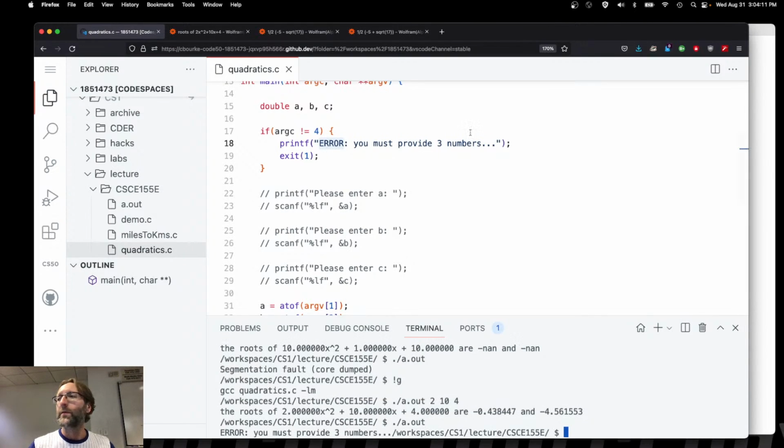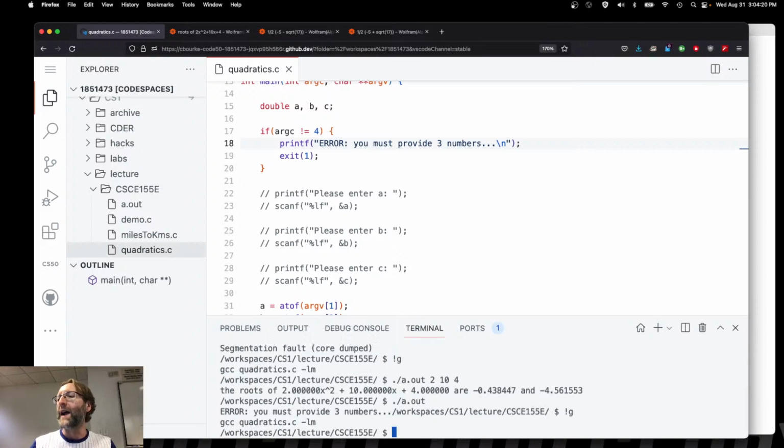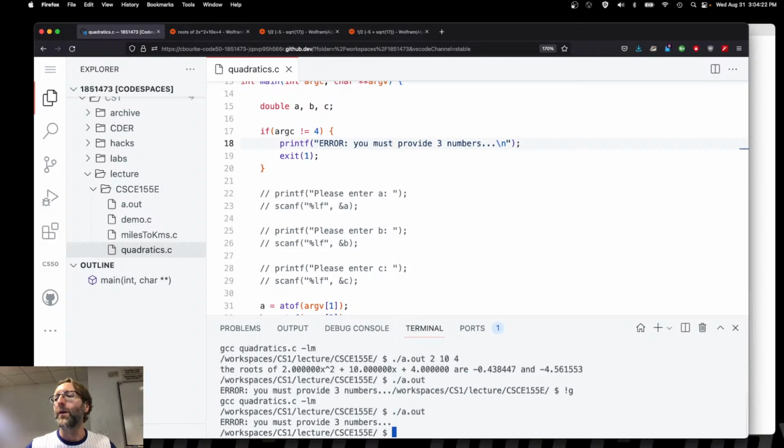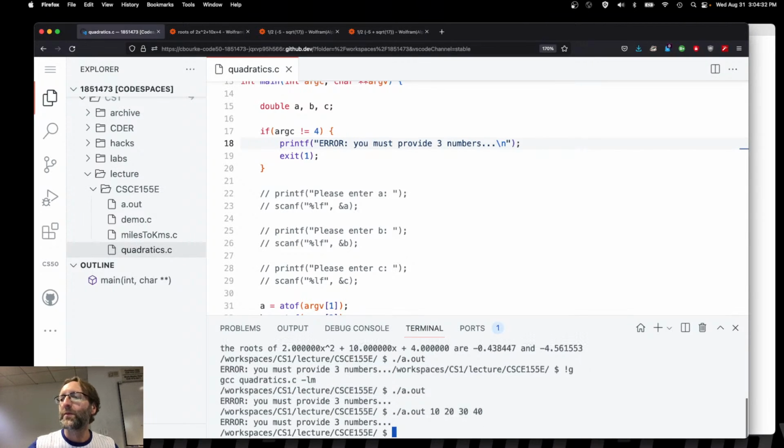And that works too, if you want to make it prettier, add a hyphen, or \n, so that it goes to the next line. It was all mashed on the same line, right? We don't want that. Error, you must provide 3 numbers. All right, fine. 10, 20, 30, 40. Did I provide 3 numbers? Nope. So I provided enough numbers, but it was looking for exactly 3, right?